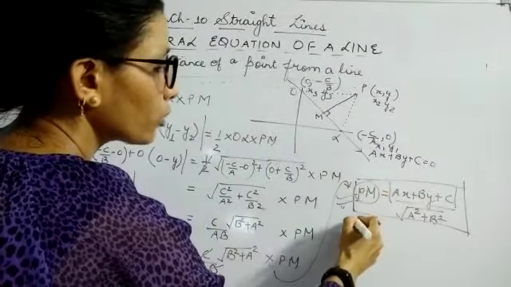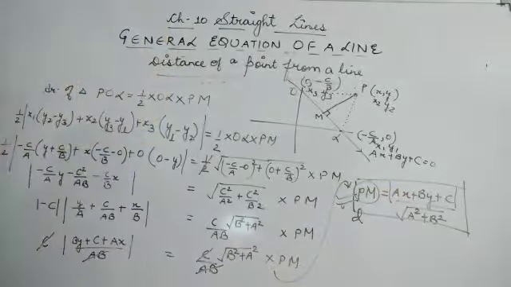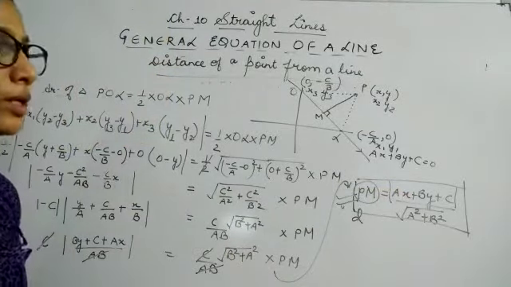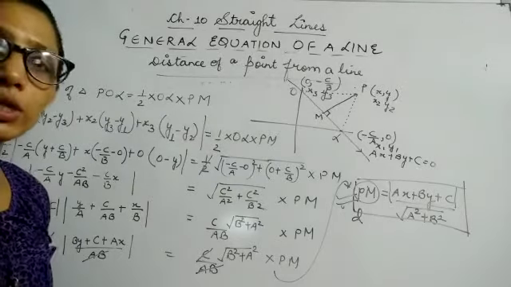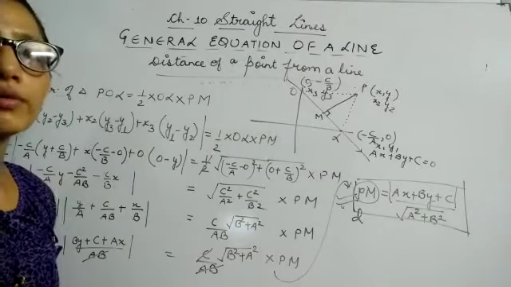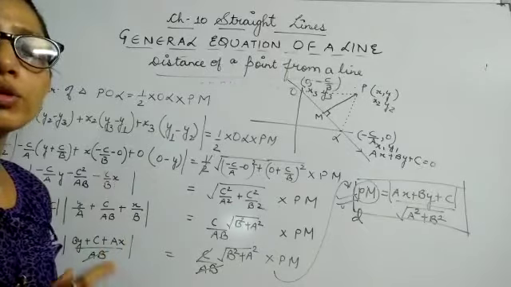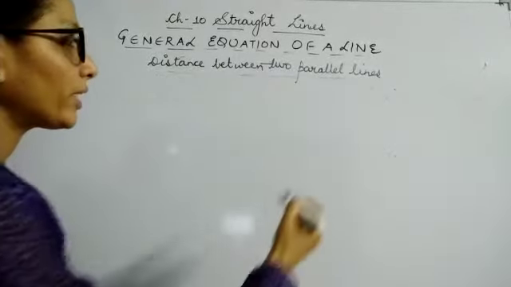This PM can also be represented with small d. So d equal to mod of ax plus by plus c whole upon under root a square plus b square. Now let's see, if we are given two parallel lines, then what is the distance between these two parallel lines? How can we find the formula when we want to find the distance between two parallel lines? Let's first of all draw the diagram.